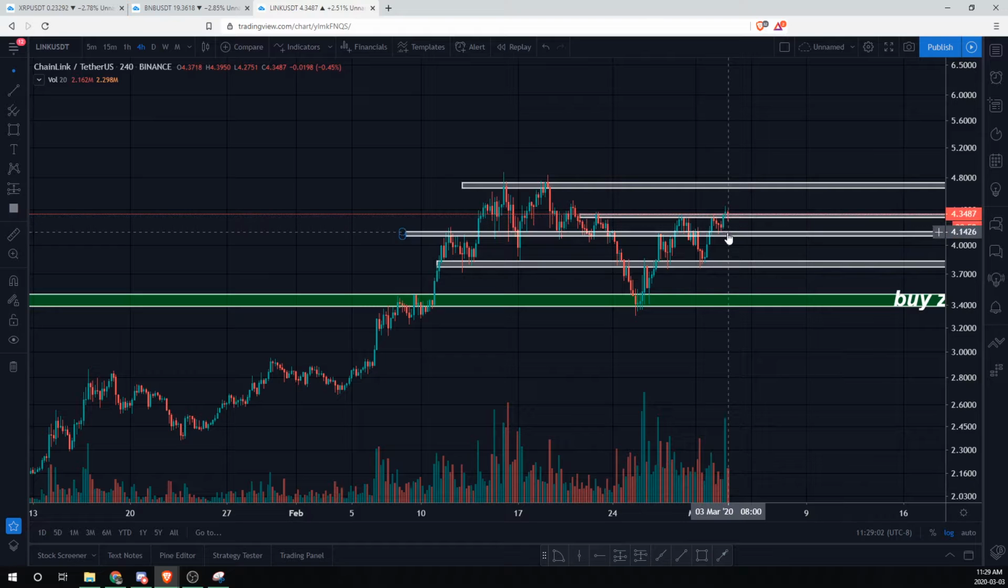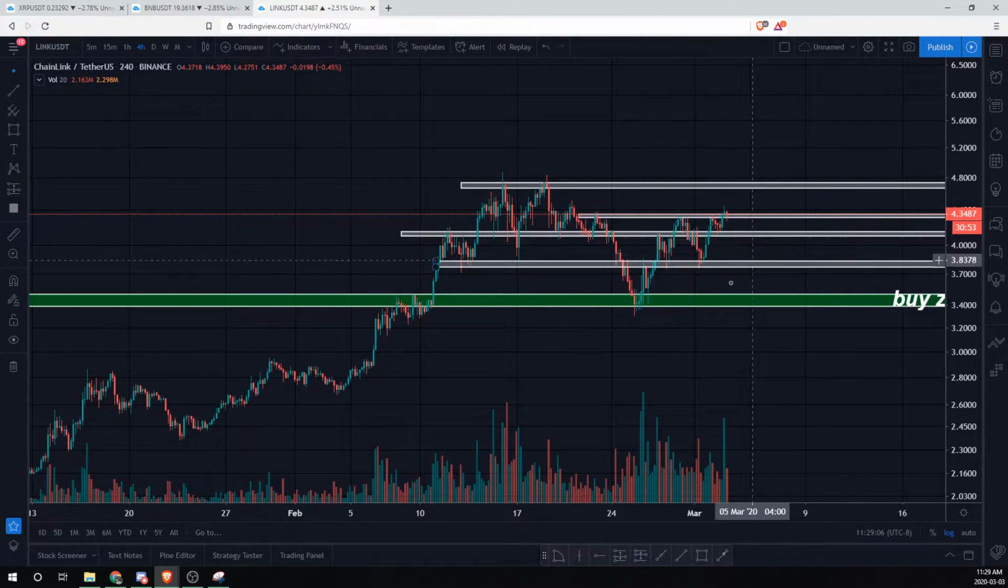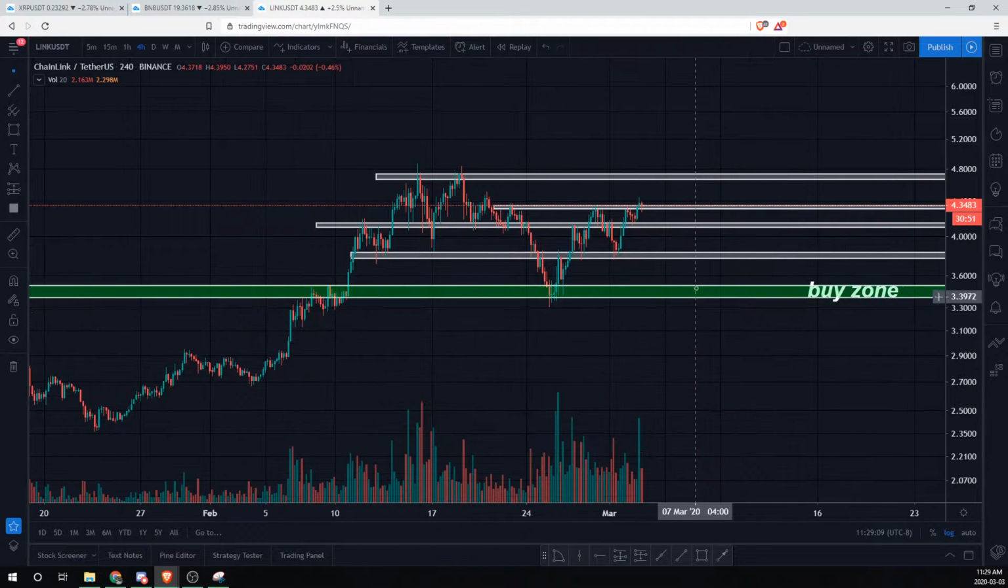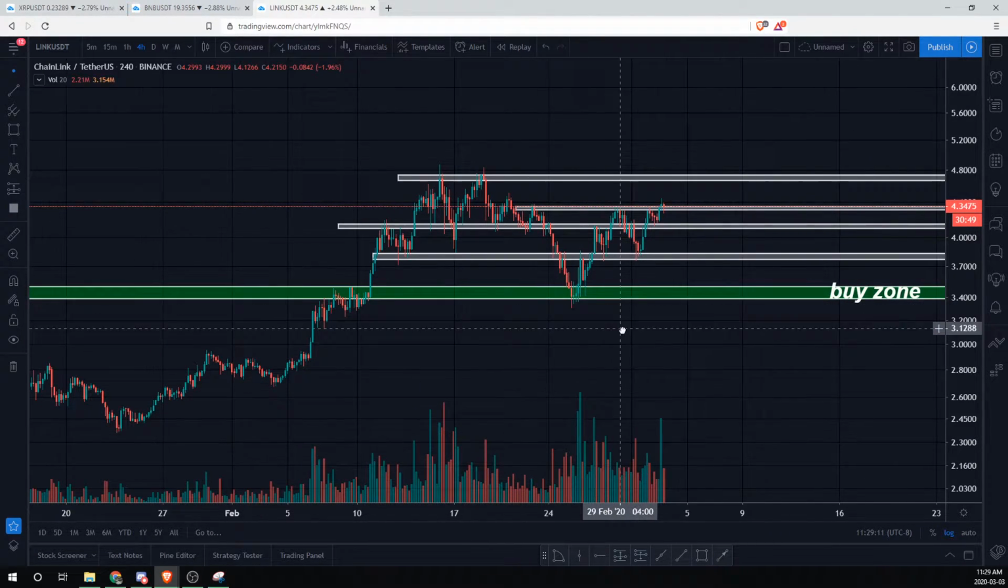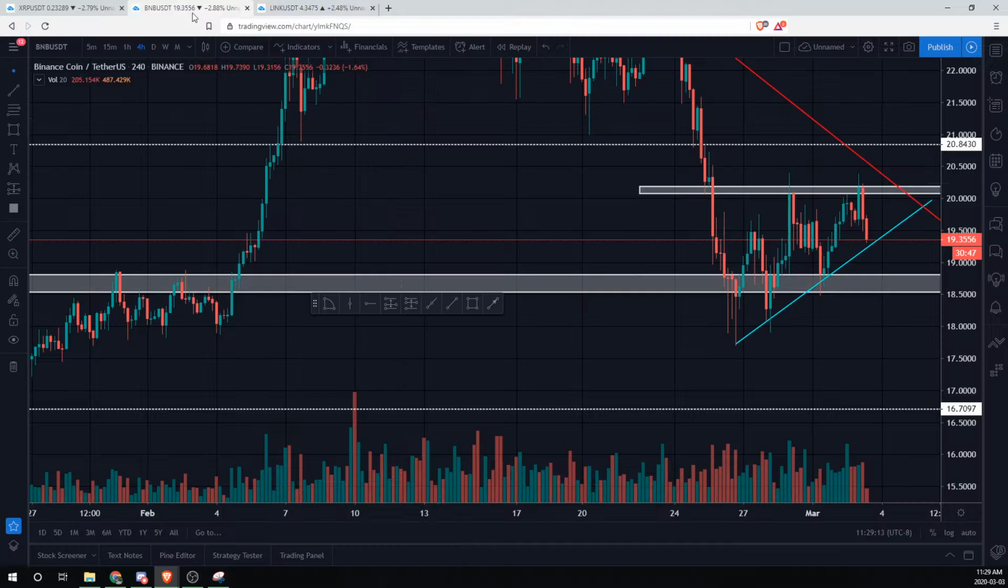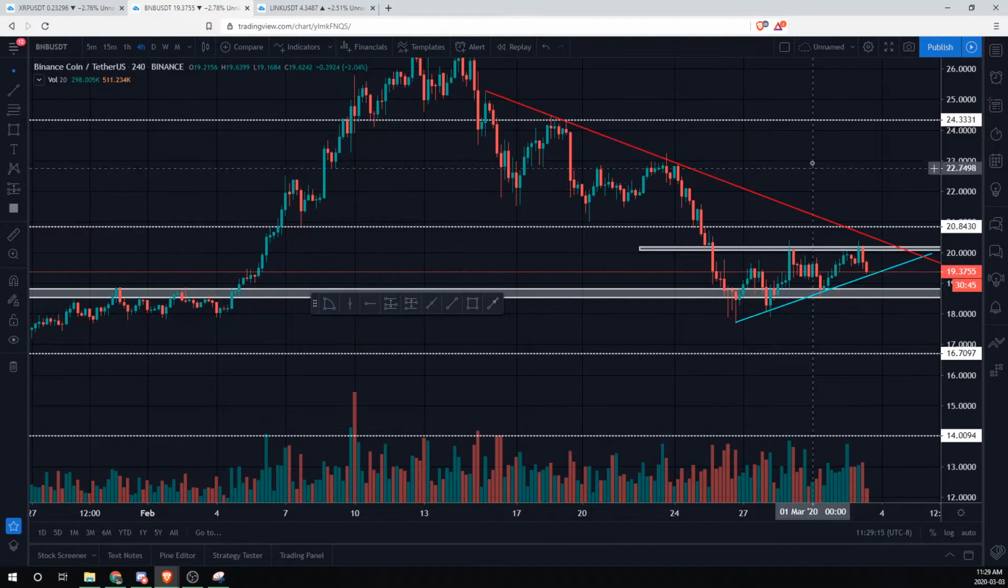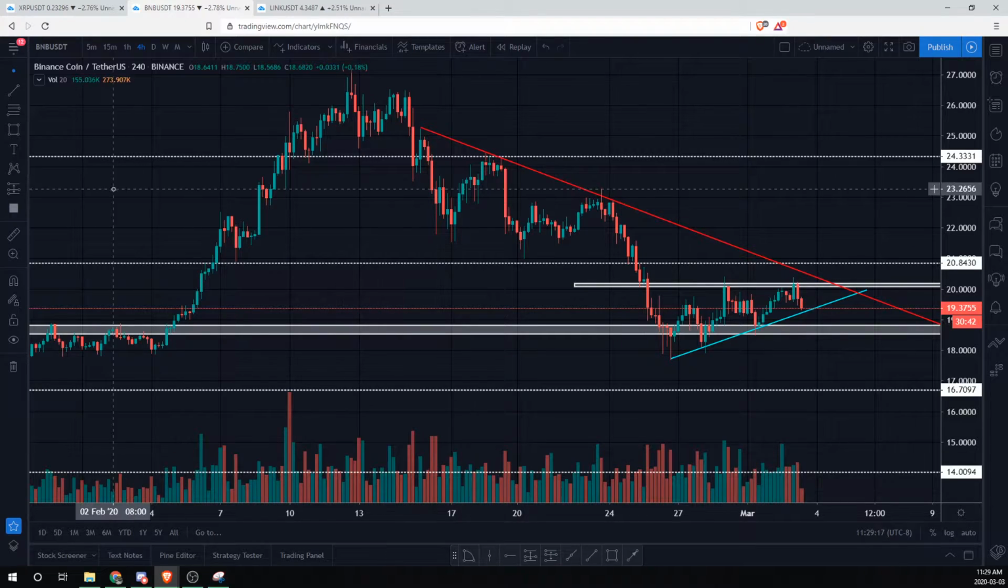That rejects here and comes down. Yeah, we'll see where it goes. Definitely the $3.50 is the last level of support I want to see the price hit. If it goes down below lower, I have to reassess the situation.